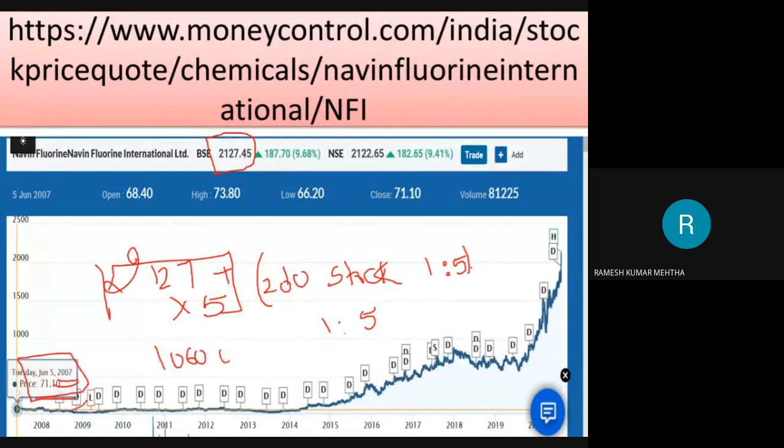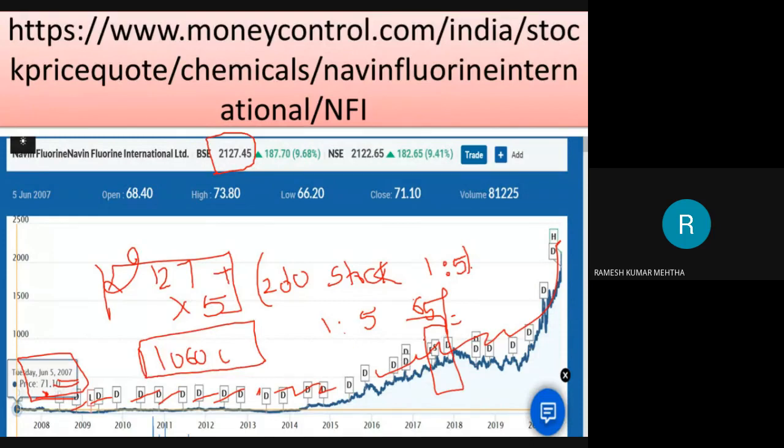Plus they have declared dividends like this over a period of so many years. A special dividend also was declared. Here you can look, it was around 60 or 65 rupees. So a purchase price of 71 rupees, with today's price of 10,600 plus dividends of almost 500 rupees. So the return is exorbitant, I will call it.